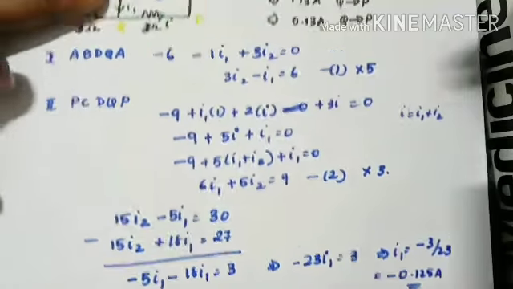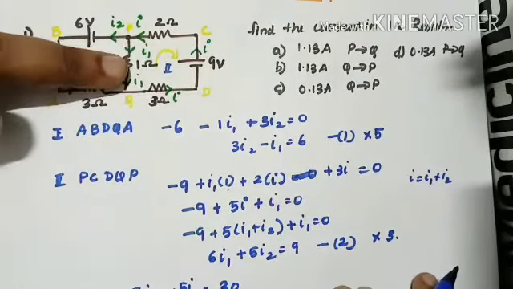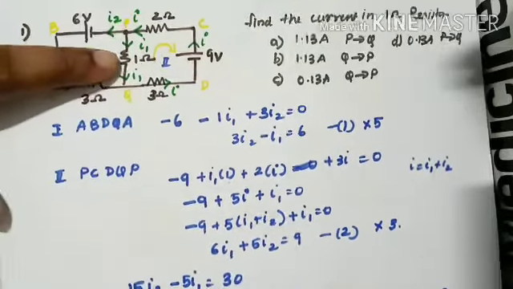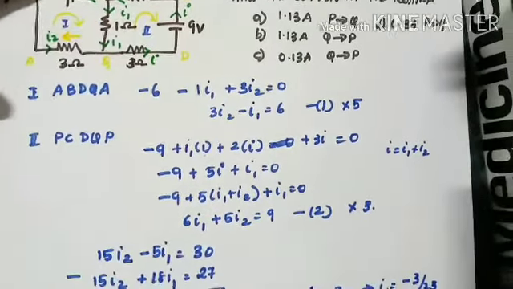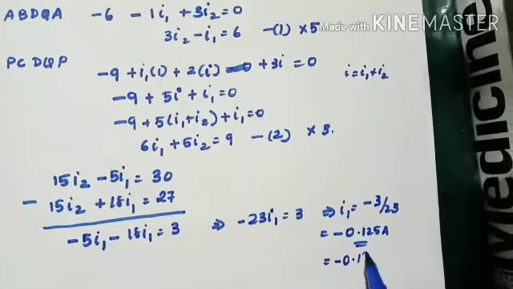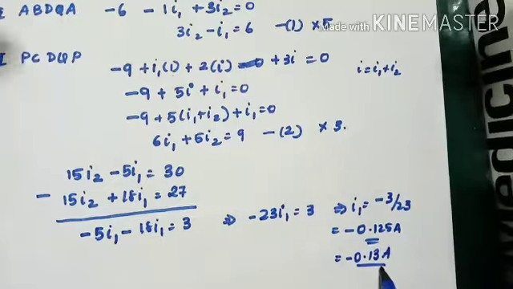What is I1? Let's move on to the figure. I1 is the current through the 1 ohm resistor. That's the question. You are asked what is the current in the 1 ohm resistor, and I1 is minus, or you can say around 0.125. So I can equate it as minus 0.13, because that's how the answer or options are given. So it is minus 0.13 ampere.